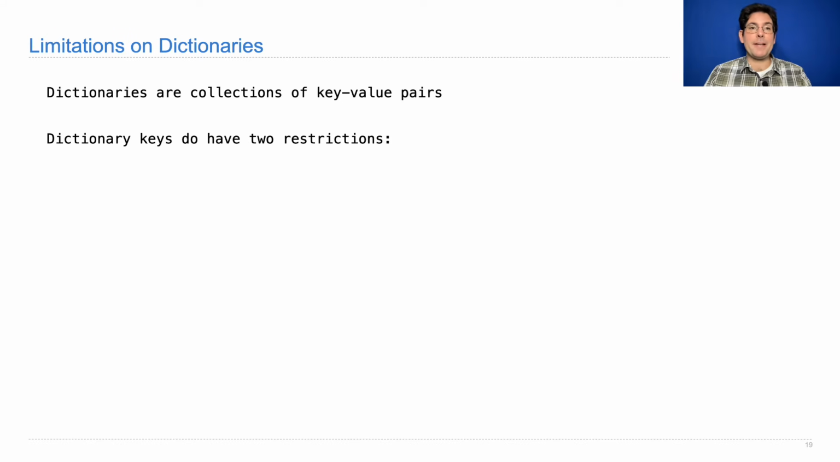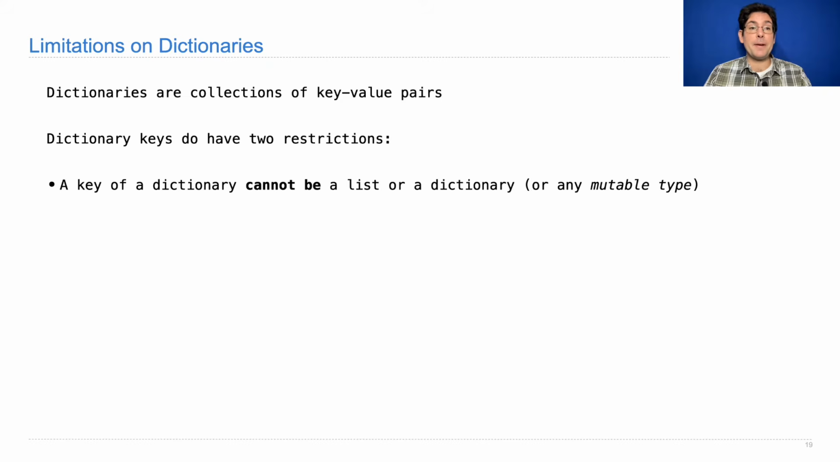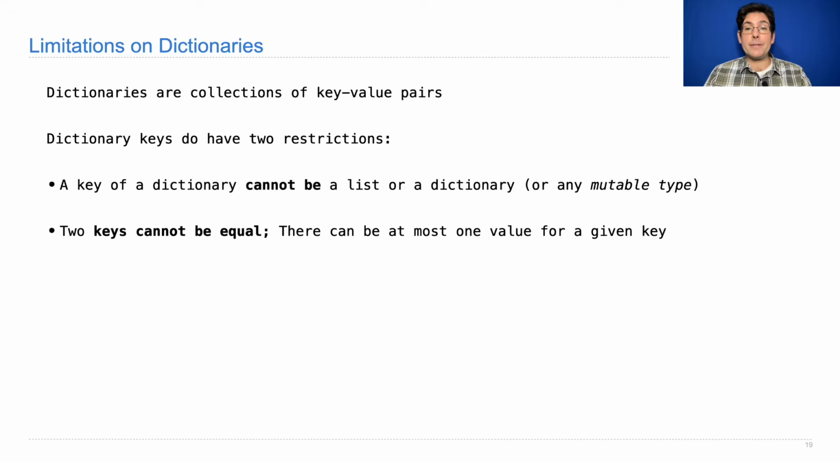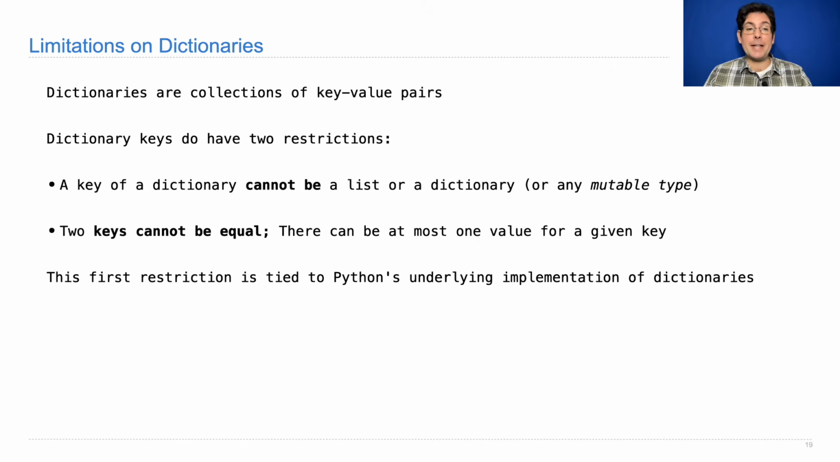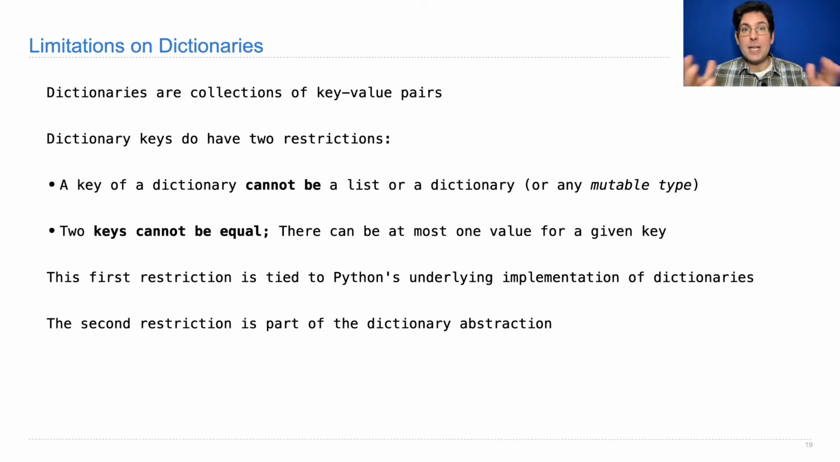So the limitations, again, are that dictionaries are collections of key-value pairs, where a key of a dictionary cannot be a list or a dictionary, and two keys cannot be equal. There can be at most one value for any given key. The first restriction is tied to Python's underlying implementation of dictionaries, and the second restriction is part of the dictionary abstraction, which is that it's supposed to give you the value for a key. If a key were repeated, then there wouldn't be the value for a key, because there would be two. So dictionaries are all about finding the one value for a particular key.